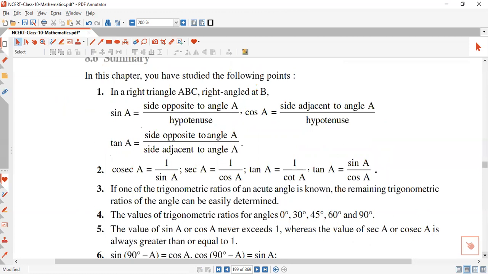So we are stopping our lecture here. Now we will continue this lecture in part 2.